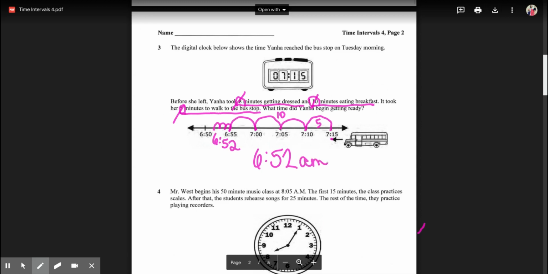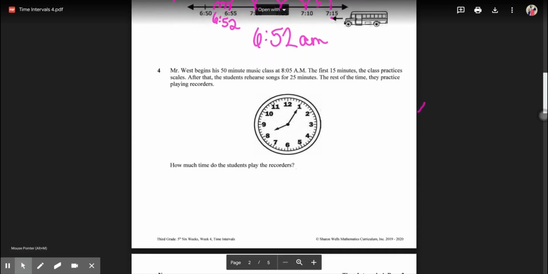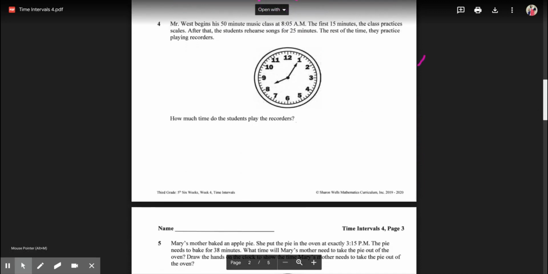All right, we're going to look at another one. We're going to go ahead and we're going to look at number 4, which is the very next problem. All right, so number 4 says, Mr. West begins his 50-minute music class at 8:05 a.m.